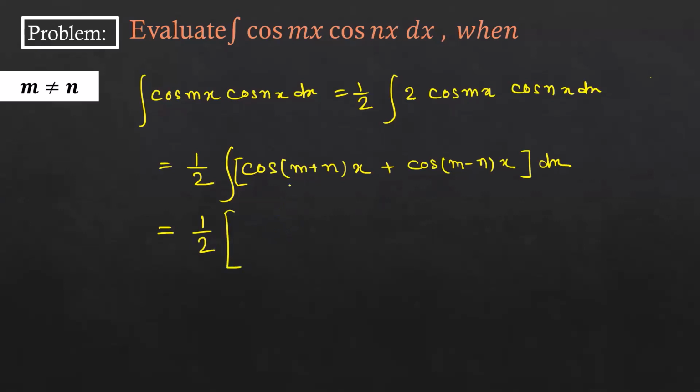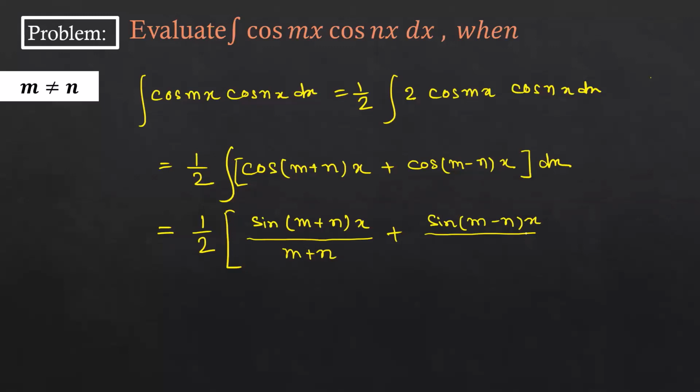Half, and the first term is sine of (m plus n)x by (m plus n), and for the second term, sine of (m minus n)x by (m minus n), with constant c. So this is the integration. This is when m is not equal to n.